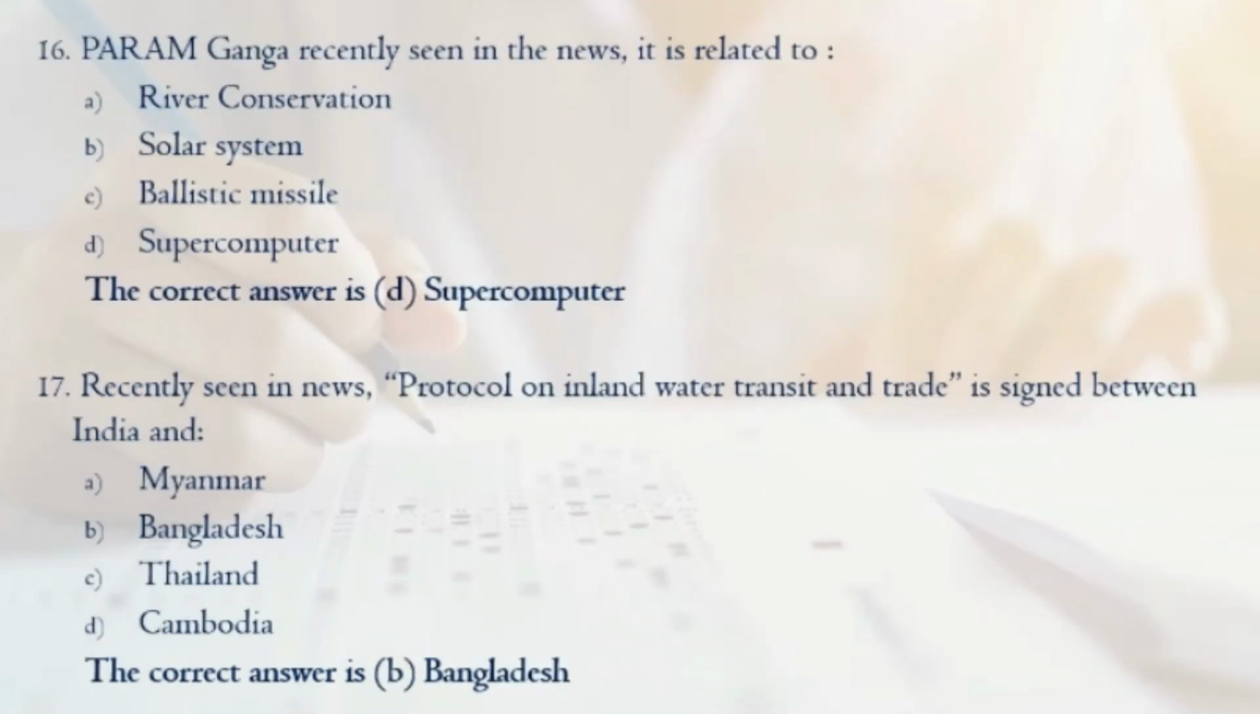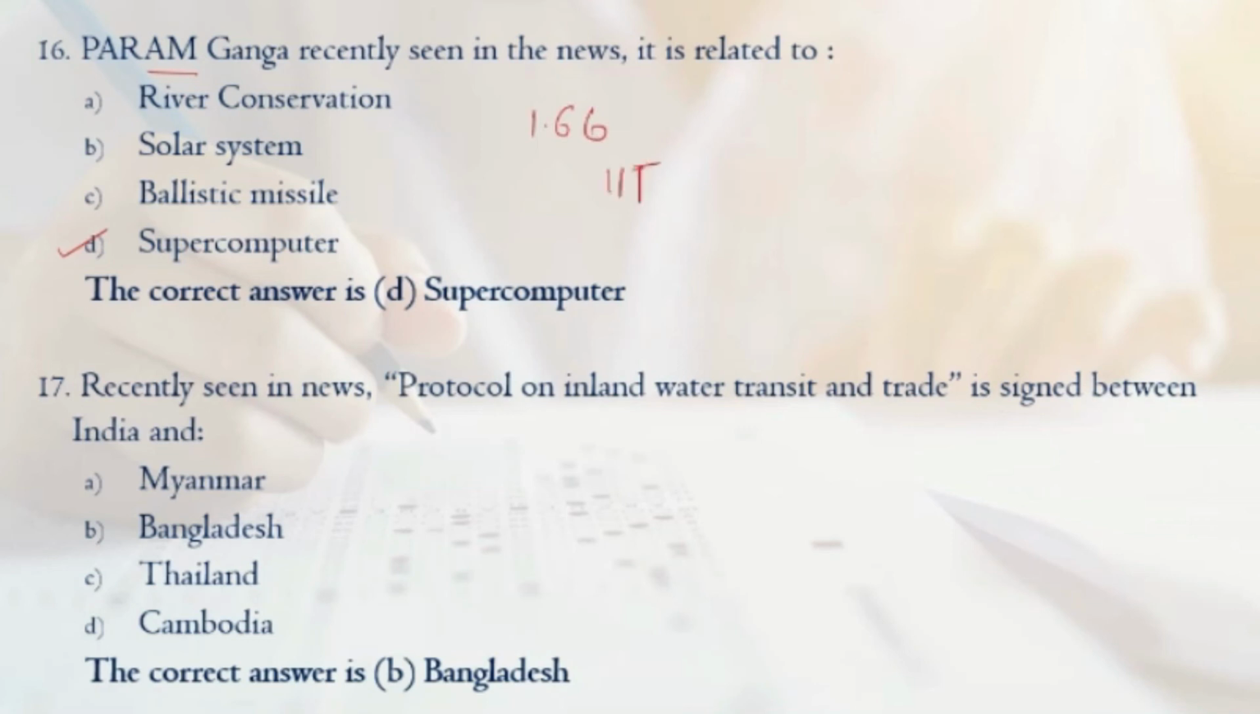The next question is, Param Ganga, recently seen in the news, is related to A. River conservation, B. Solar system, C. Ballistic missile, and D. Supercomputer. And the correct answer is D. Supercomputer. Recently, the government's National Supercomputer Mission, NSM, has deployed a supercomputer system called Param Ganga with 1.66 petaflops of computing power at IIT Roorkee.